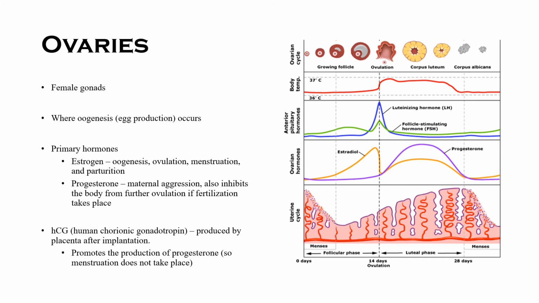If fertilization takes place, the levels of progesterone and estrogen are maintained because HCG is promoting their production, and progesterone is telling your body, do not ovulate again. If fertilization does not take place, HCG is never produced, and thus progesterone and estradiol secretion decreases, and that corpus luteum becomes what's called the corpus albicans, and that is when menstruation takes place.